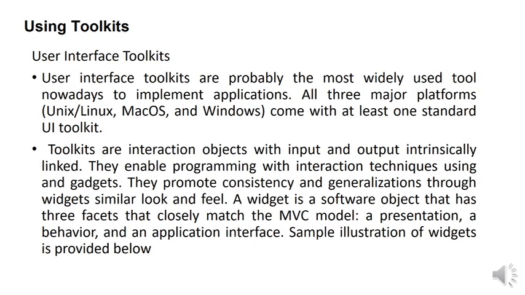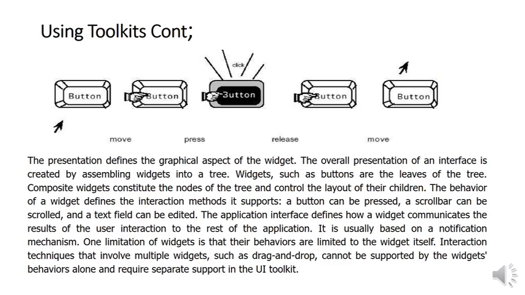A widget is a software object that has three facets that closely match the MVC model: a presentation, a behavioral, and an application interface. A sample illustration of a widget is provided below. Button: move, press, release, move. The presentation defines the graphical aspect of the widget.